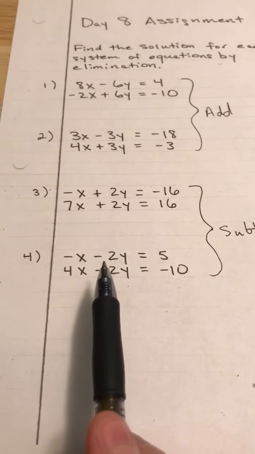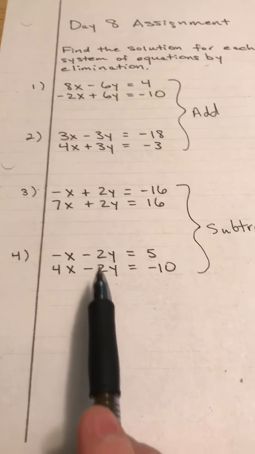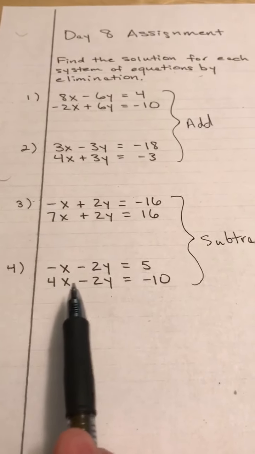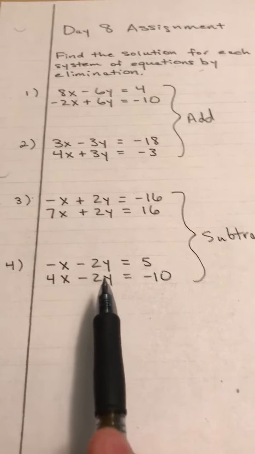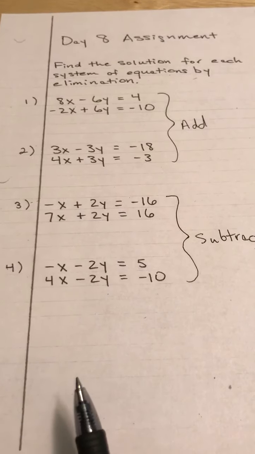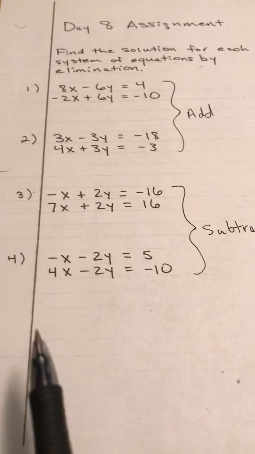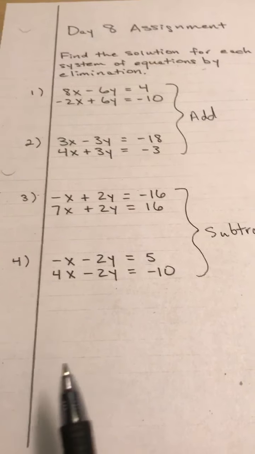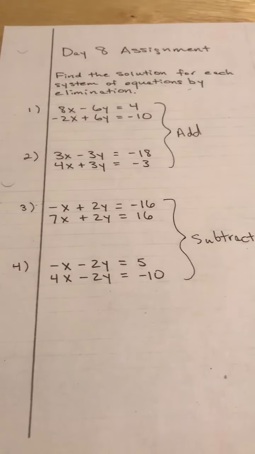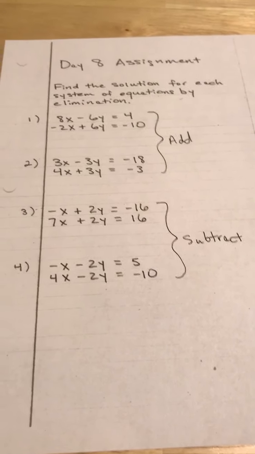So if I was to subtract instead, like I want you to do, you get negative 2 minus negative 2 is 0. So that's what we're trying to do. We're trying to eliminate either the x or the y, and we're trying to do that by either adding or subtracting. And that's it. That's elimination.